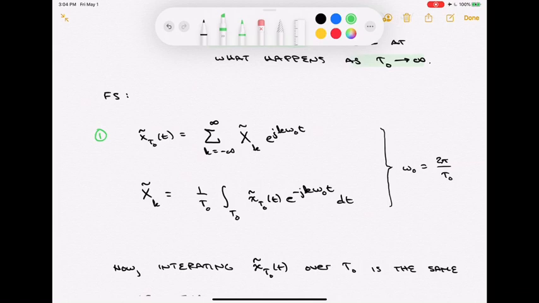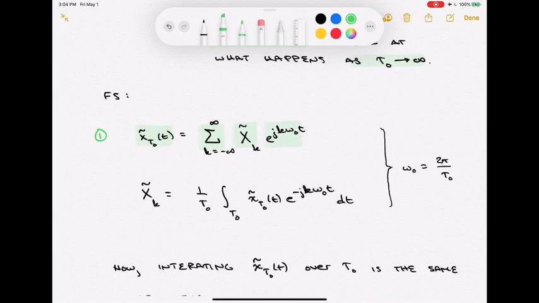This equation, which I've labeled 1 in green, is the Fourier series synthesis equation. I can create this periodic waveform, x tilde sub t naught of t, as a linear combination of harmonically related sinusoids or complex exponential functions. So I have a summation of some coefficients, cap x tilde of k, times these basis functions, e to the jk omega naught t.